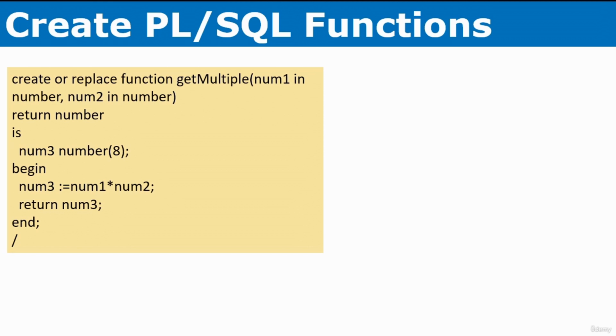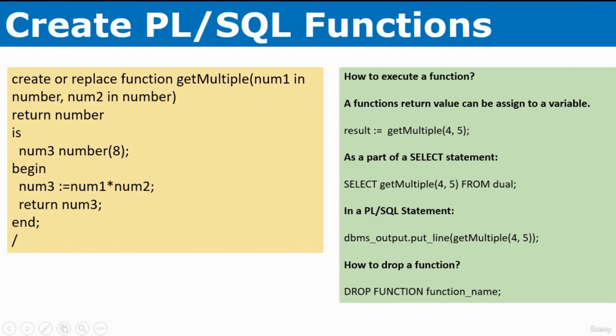I've got a variable called num3, and the data type that's going to store is a number, and the maximum digit it is going to accept is 8. In the begin statement, I've initialized the num3 variable. I've assigned it to variable number 1 times variable number 2, and that will return a new value for variable number 3. So there are various ways I can execute this function.